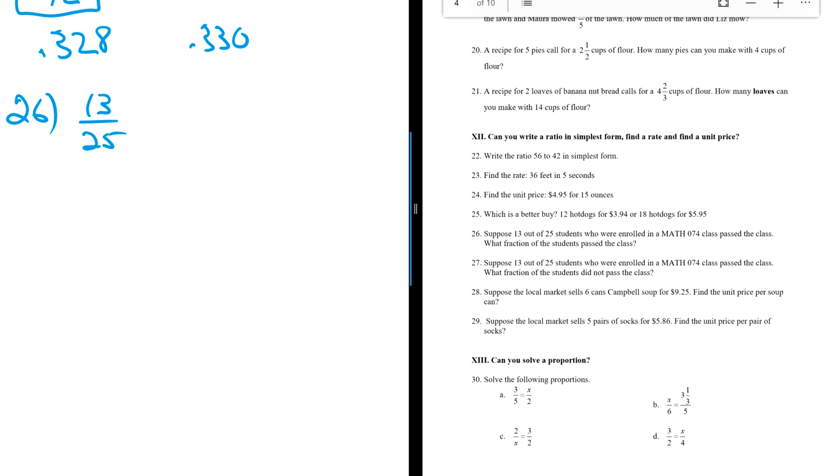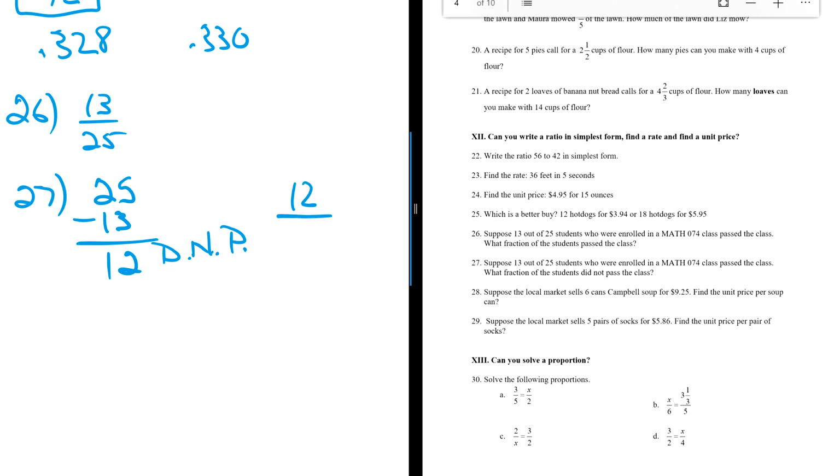Number 27. Suppose 13 out of 25 students who are enrolled in a MATH074 class passed the class. What fraction of the students did not pass the class? Okay, so if 13 passed out of 25, you've got 25, and you're going to subtract the 13 that passed. And that's 12. And that means 12 did not pass. And what fraction is that? That would make it 12 out of 25.